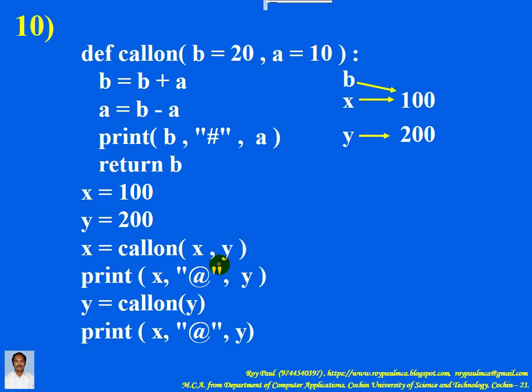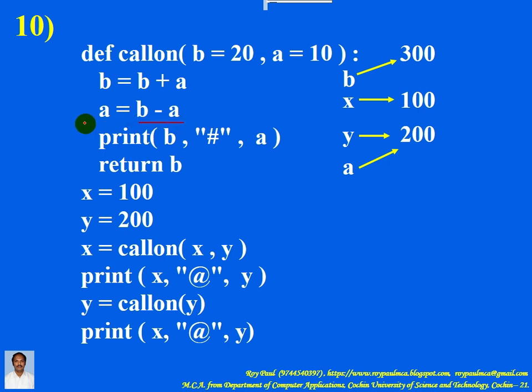Now the second argument is passed to second parameter. So a is pointing to y. So to this y, a is pointing. Now b plus a is assigned to b. So what is b plus a? B is 100, a is 200, 100 plus 200, 300, that is assigned to b. So now your b is pointing to 300.